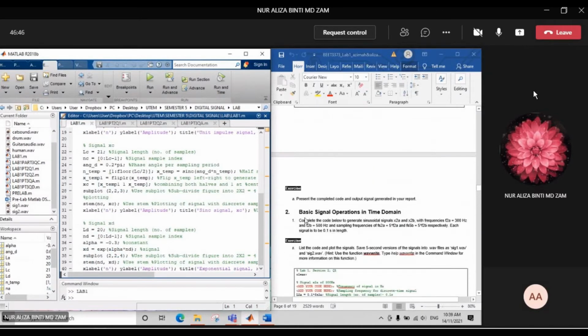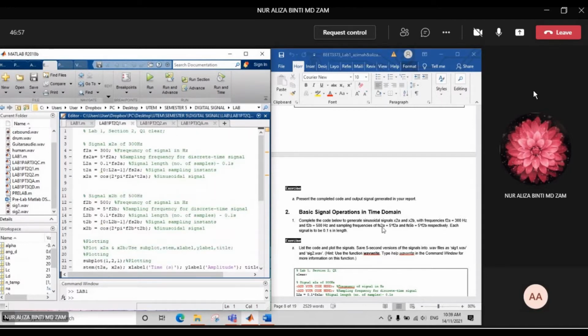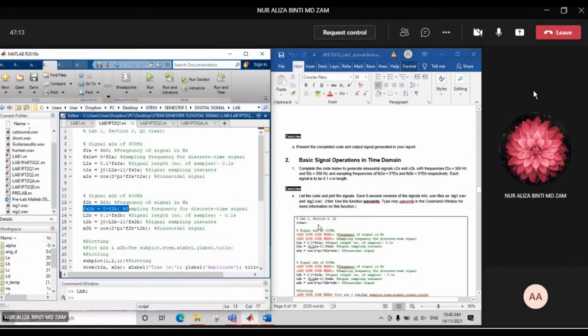Next, in part 2, basic signal operation in the time domain, we have to generate sinusoidal signals x2a and x2b. We input the frequency of F2a as 3 Hz and F2b as 5 Hz, and then the sampling frequency for 3 Hz and the sampling frequency for 5 Hz. As we can see here, we input the frequency and the sampling frequency for 3 Hz, and then the frequency for 5 Hz, and the sampling frequency of 500 Hz.